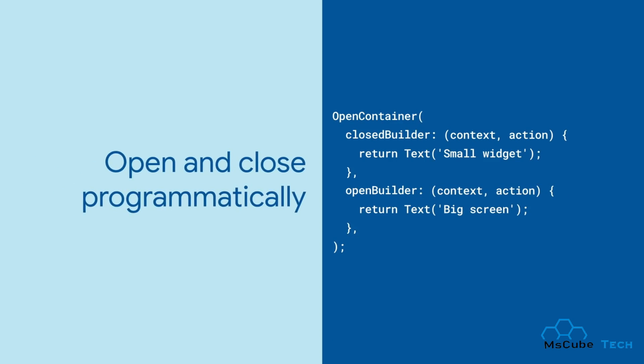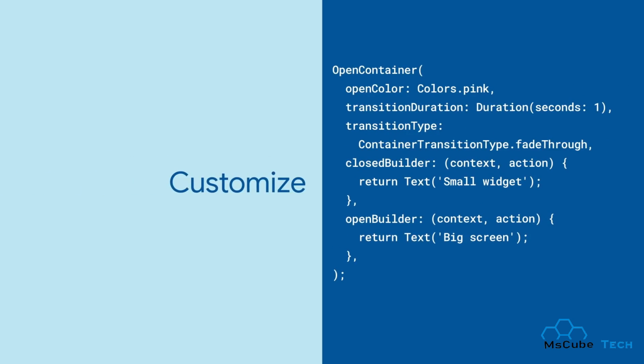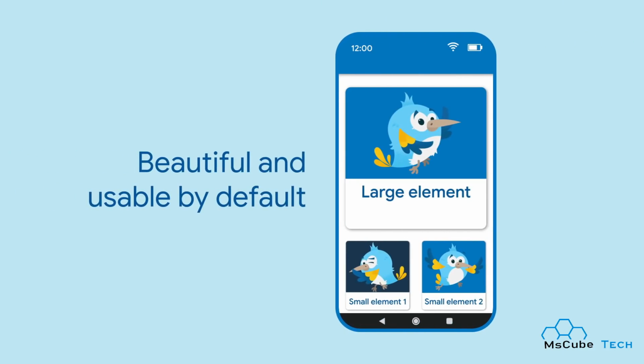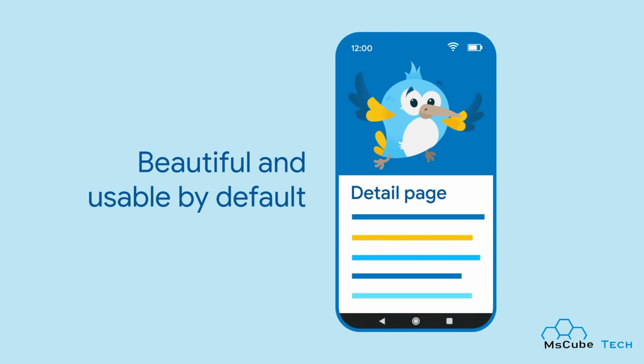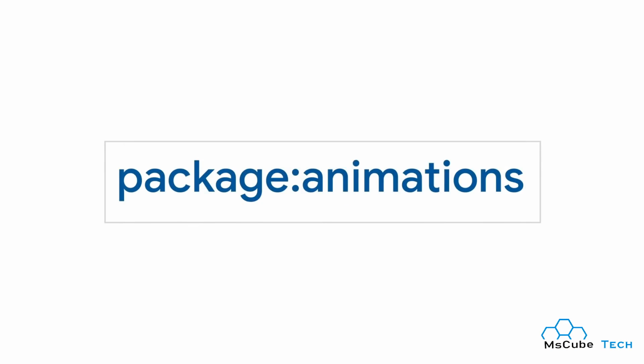You define the widgets using builders which give you the build context, but also a callback, which lets you open and close programmatically. Of course, you can customize the transition further with colors, duration, other callbacks, and so on. But even without customization, you get a nice little transition without any hassle. And that's just one of the widgets that the animations package provides.